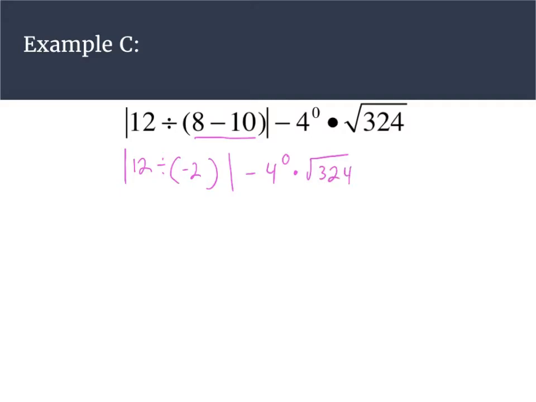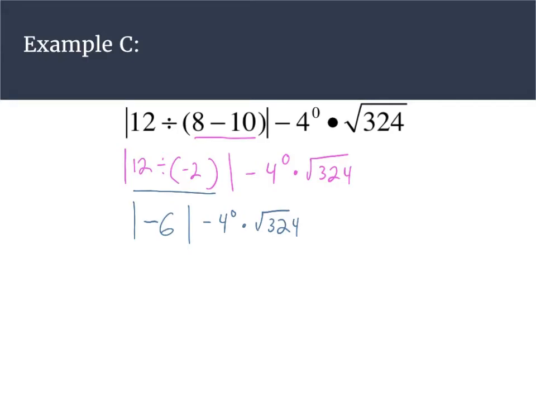Excellent. All right, I still have stuff to do inside my grouping symbols, so I can't touch those exponents just yet as much as I want to. So I'm going to be doing 12 divided by negative 2 inside my absolute value bar. So I'm going to be underlining that since that's the thing I'm going to be working on. Bring down my absolute value bar, 12 divided by negative 2. So positive divided by a negative gives me a negative, and 12 divided by 2 is 6. Bring down my absolute value bar, minus 4 to the 0 power times the square root of 324.